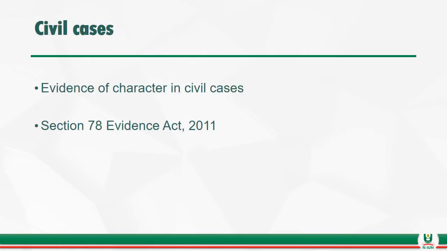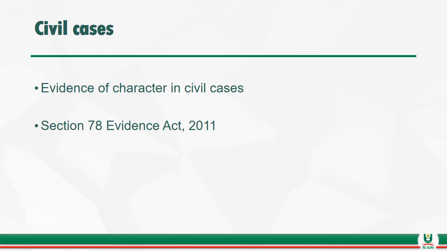Let's look at character evidence in civil cases. For that purpose, let's look at section 78 of the Evidence Act. It says, in civil cases, evidence of the fact that the character of any person concerned is such as to render probable or improbable any conduct imputed to him is inadmissible except insofar as such character appears from facts otherwise relevant. So in civil cases, the character of an individual is actually not relevant and therefore is not admissible.